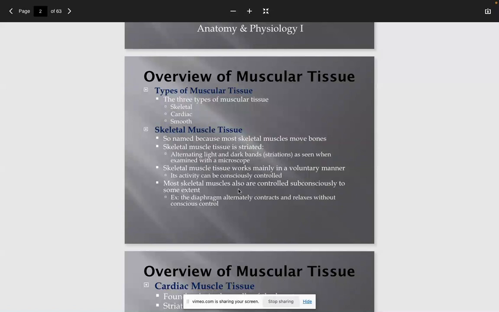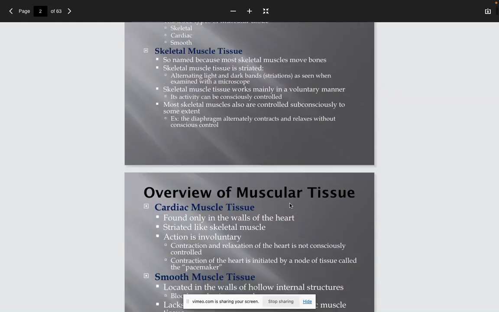Most skeletal muscles are also controlled a little bit subconsciously to some extent. For example, the diaphragm alternately contracts and relaxes without really conscious control. So the take-home points from this slide: skeletal muscle is voluntary. It is striated, which is just alternating light and dark bands. And we know that it can be consciously controlled.